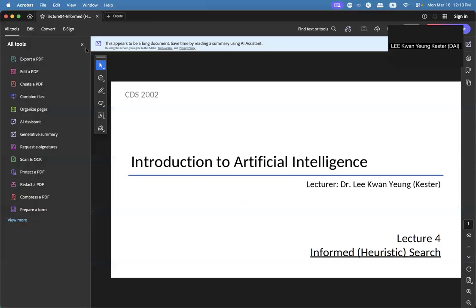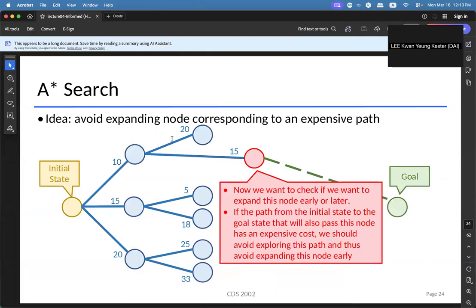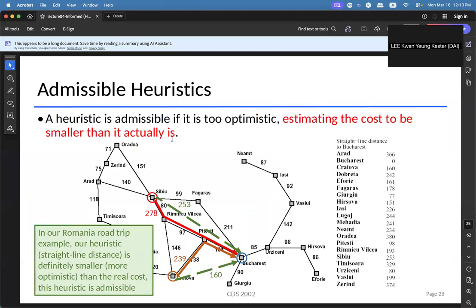In the previous lectures, we first talked about A-star search, and we also talked about admissible heuristics. One thing you must remember about the admissible heuristic is that it always tries to estimate the cost of the path to be lower than the actual cost. If you have a heuristic that estimates the cost to be lower than the real cost, we consider it an admissible heuristic.